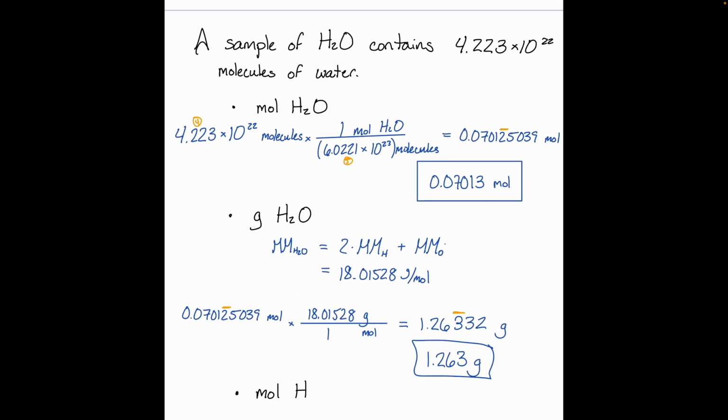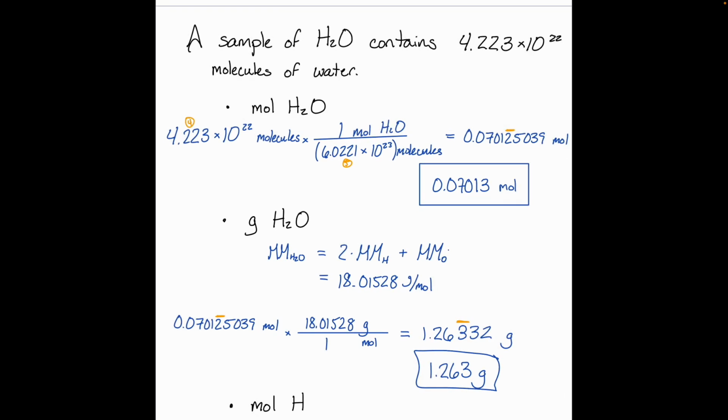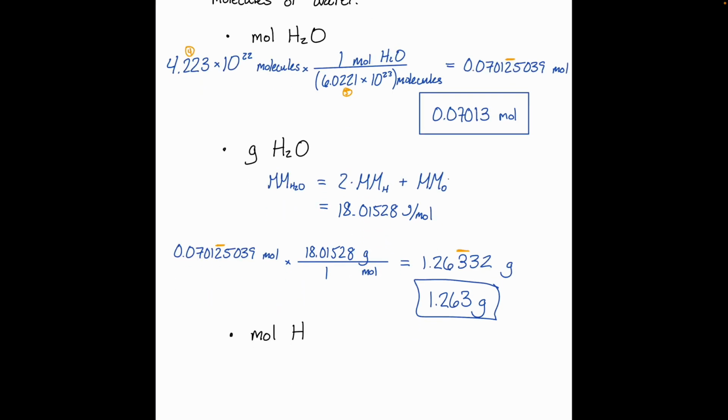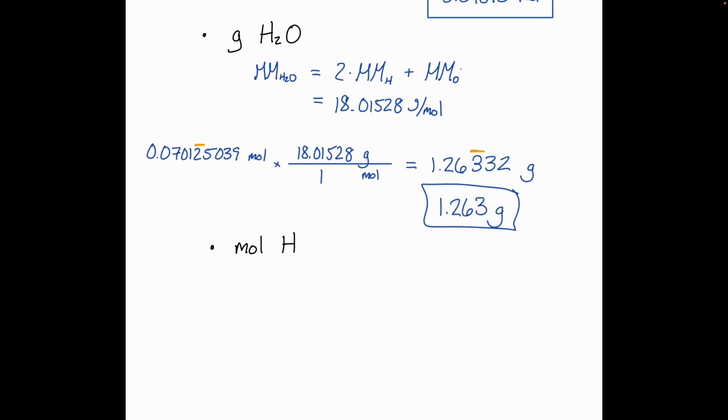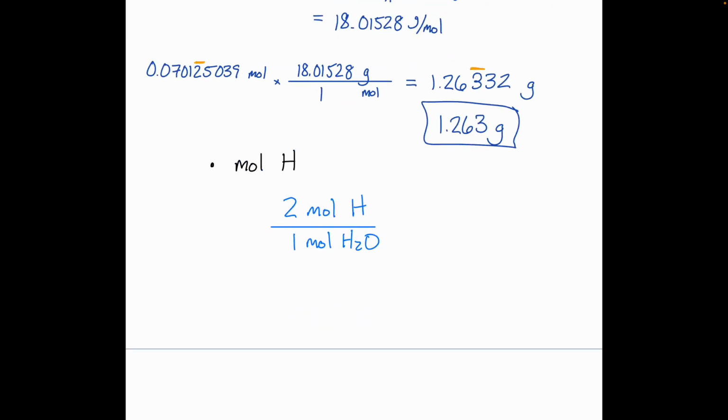Cool. So Avogadro's number got us to moles. Molar mass got us to grams, and what are we going to use to get to moles of hydrogen? That mole ratio, right? So I need to use that mole ratio that tells me there's 2 moles of H for every 1 mole of H2O. So again, I can start with my moles that I calculated from part A here. Since we're using a mole ratio, make sure to label this moles H2O.